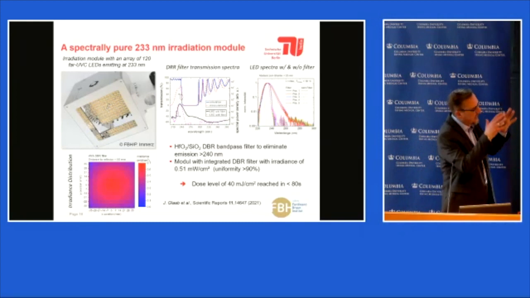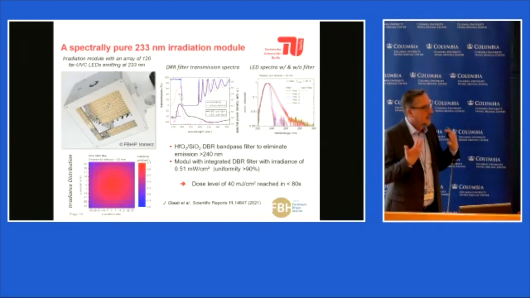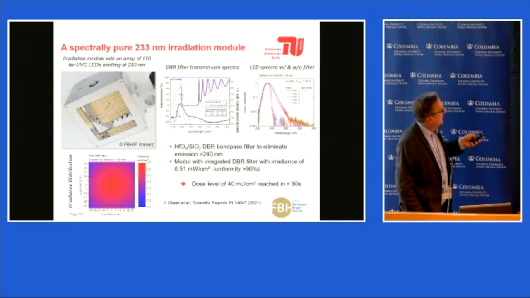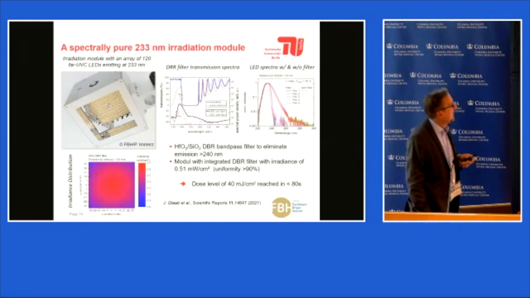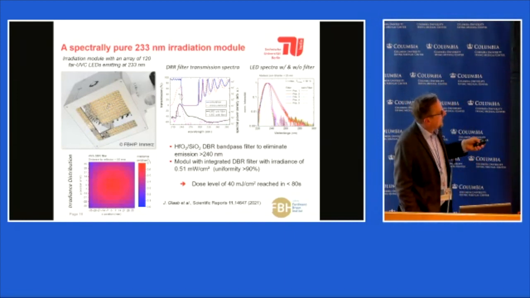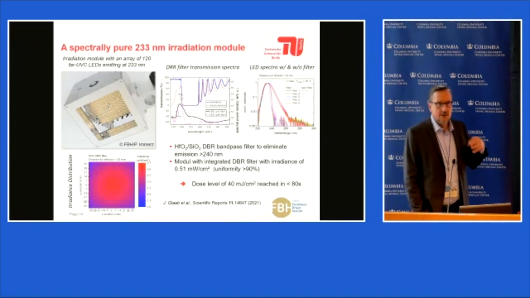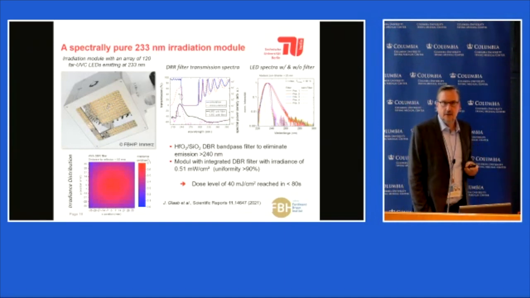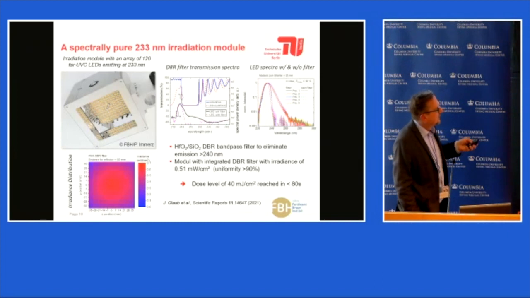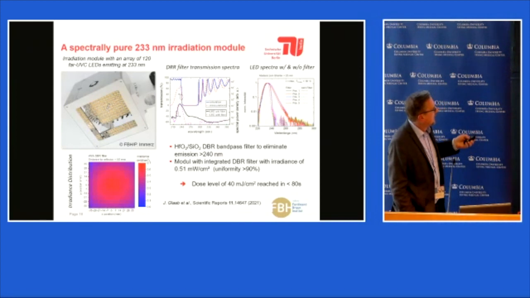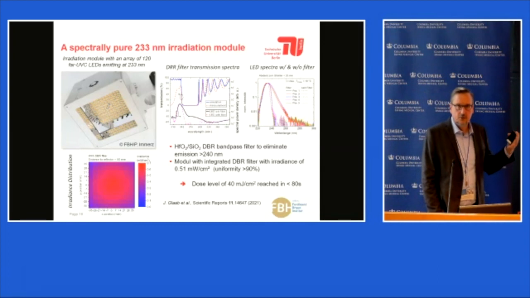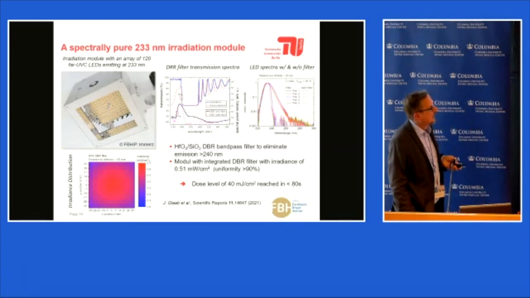And if we put everything together, you can, of course, characterize the entire module. You have to make sure that the light distribution is uniform. That's about 90% over this 7 by 7 centimeter square area. And the intensity is also in a range where you can actually usefully inactivate MRSA and other pathogens. So we have about 0.5 milliwatt per square centimeter from that module. And with that intensity, we can reach dose levels of 40 millijoule per square centimeter within 80 seconds.